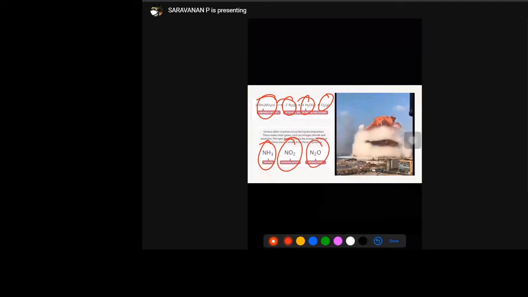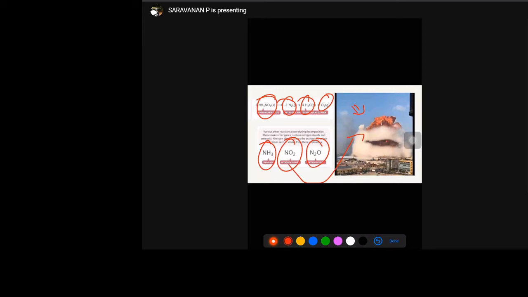I already specified the reason for this orange-red color, some may call it blood red color, whatever it may be, I leave it to your discretion. But the reason for this red color is due to nitrogen dioxide. This is what happened. This is the reaction, but you may ask where is nitrogen dioxide? Along with this reaction, nitrogen dioxide, ammonia, and nitrous oxide are the byproducts.